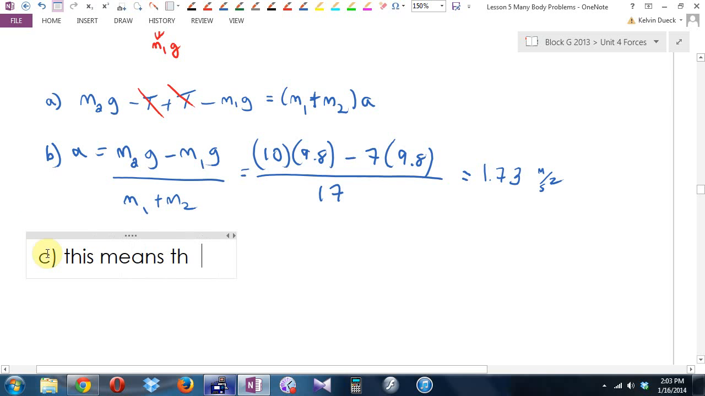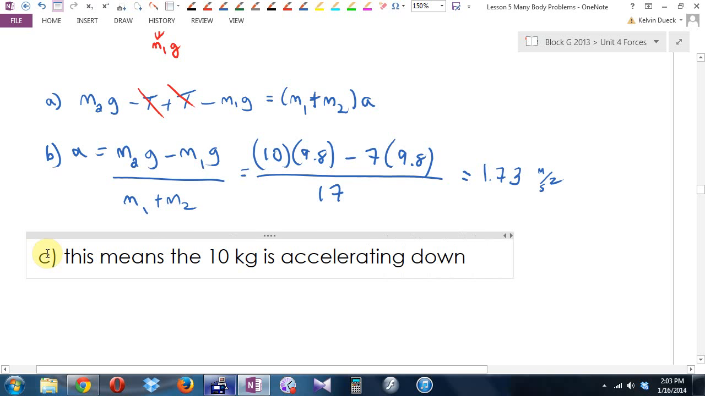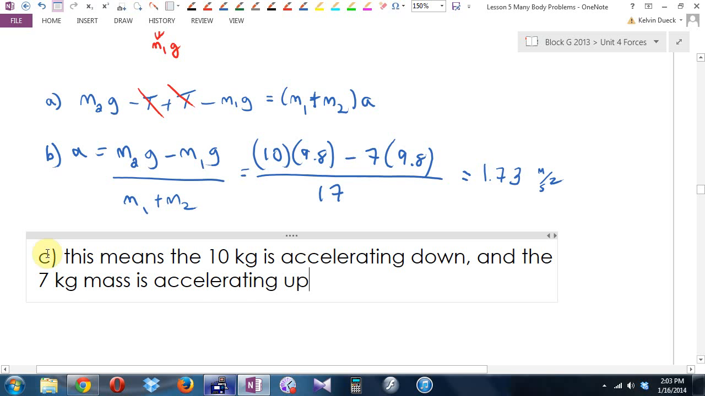So part C says interpret. This means the 10 kilogram is accelerating down, and the 7 kilogram mass is accelerating up. Why? Because I got a positive answer. I guessed right. That's also a built-in error check.